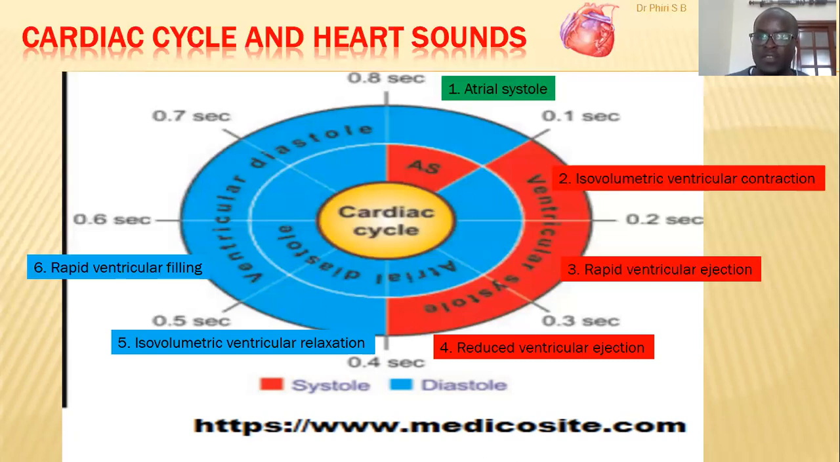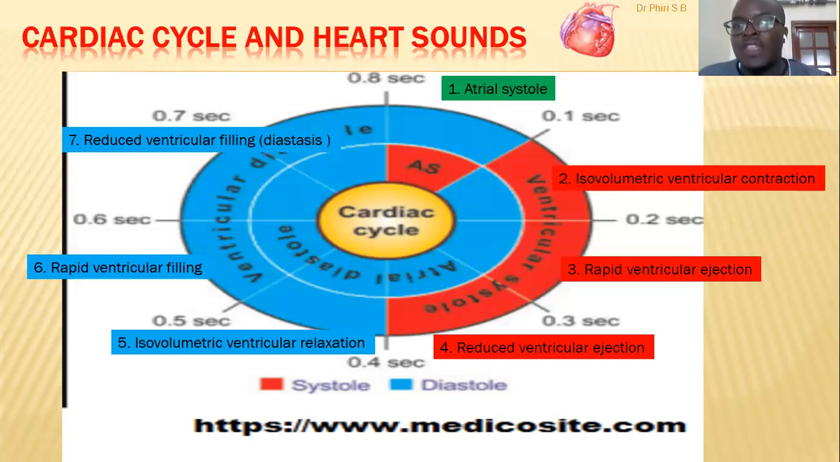After rapid ventricular filling, you have reduced ventricular filling. Reduced ventricular filling is phase 7. So these are the 7 phases of the cardiac cycle. I've said you should be able to explain each and every phase.